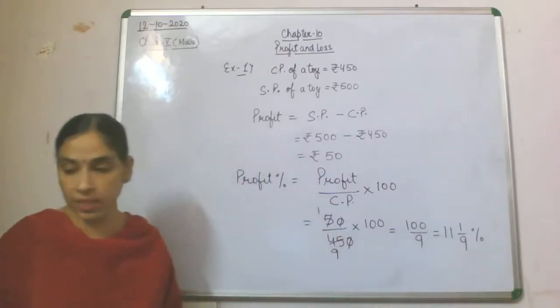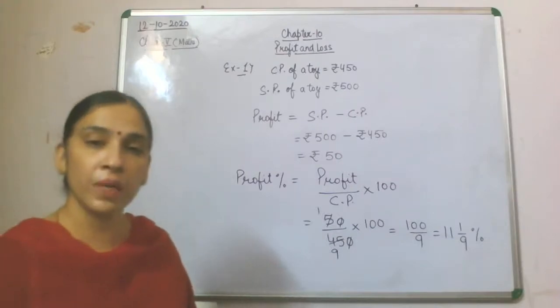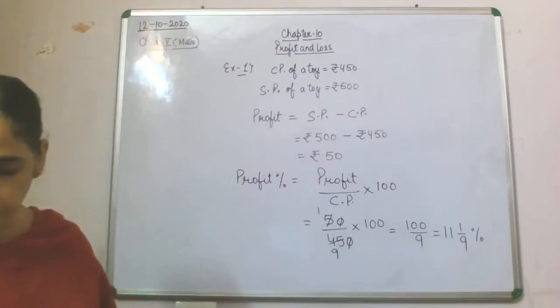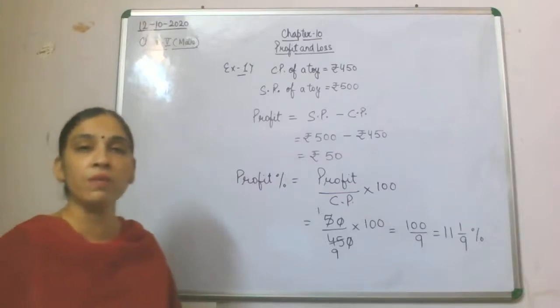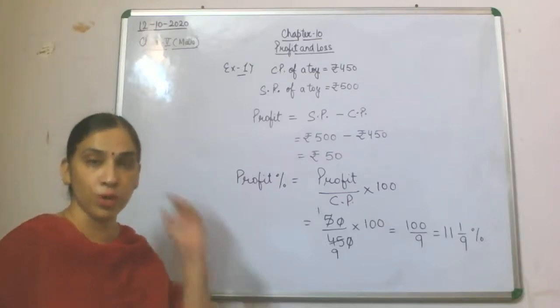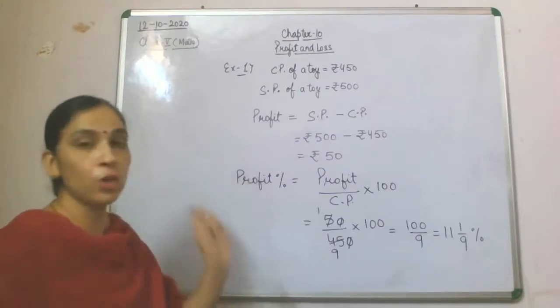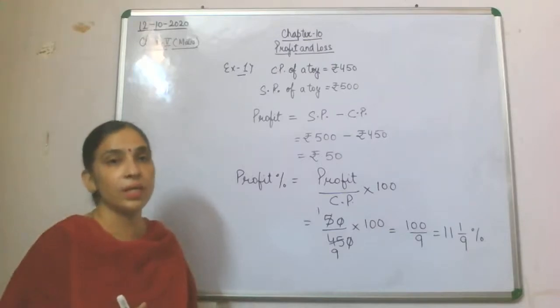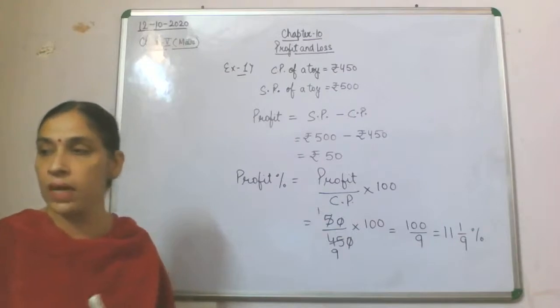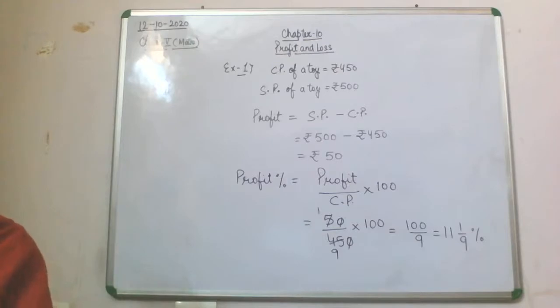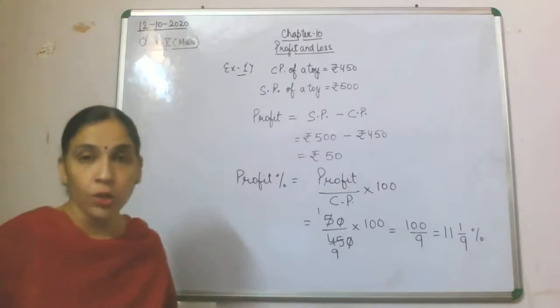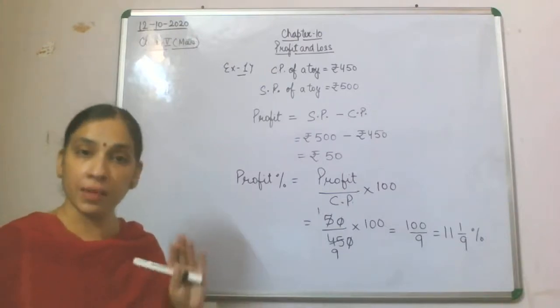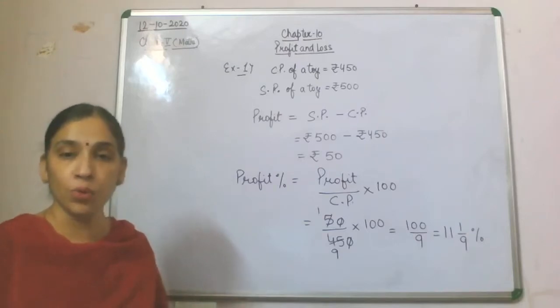So what have we seen in this question? In this question, you have been given the cost price and selling price of a toy. So we have written that same statement. Cost price of a toy is rupees 450. Selling price of a toy is rupees 500. First we will calculate the profit. After calculating the profit, we are going to calculate the profit percent. So here we have seen method 1 and how to do it.